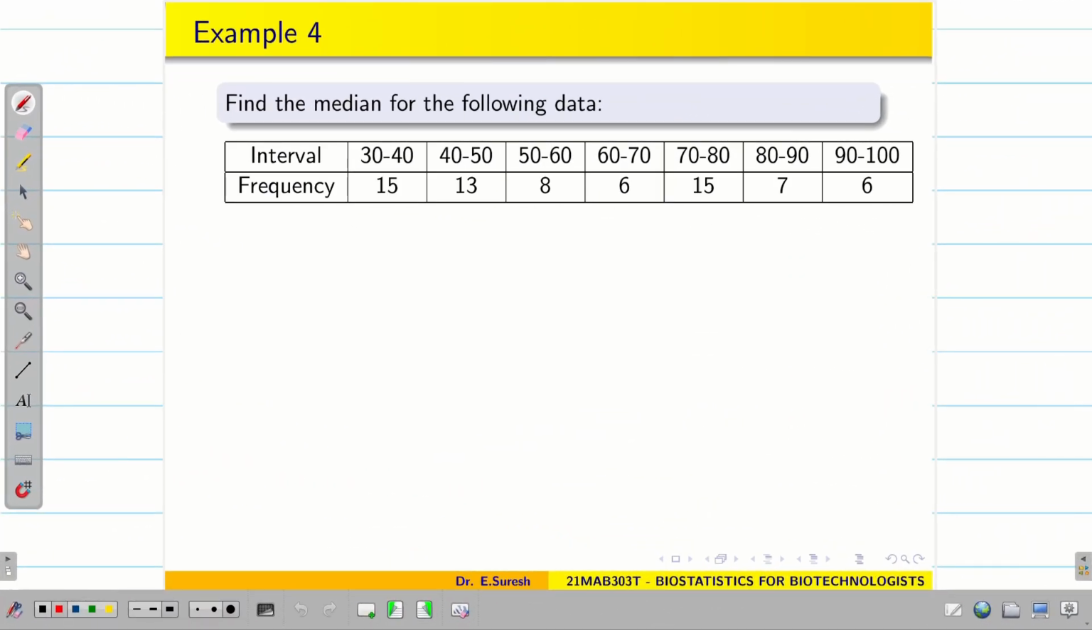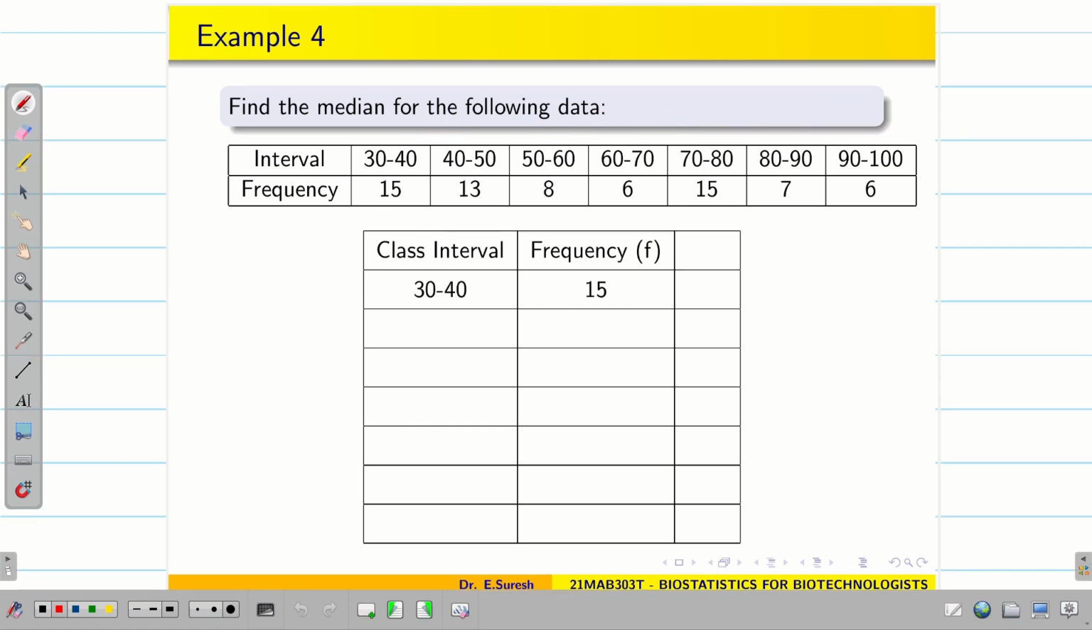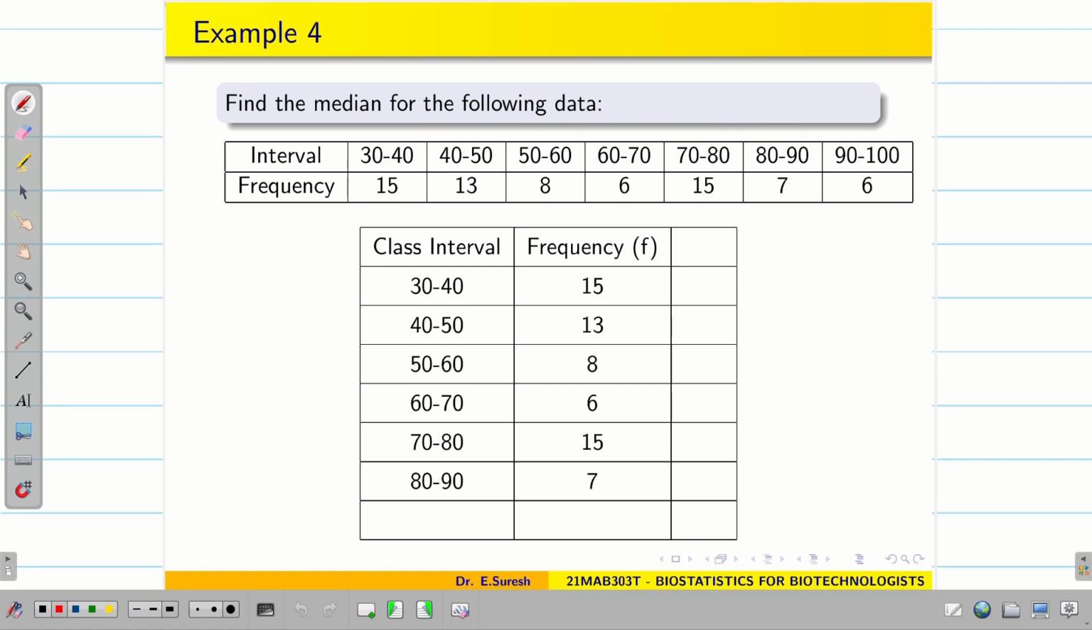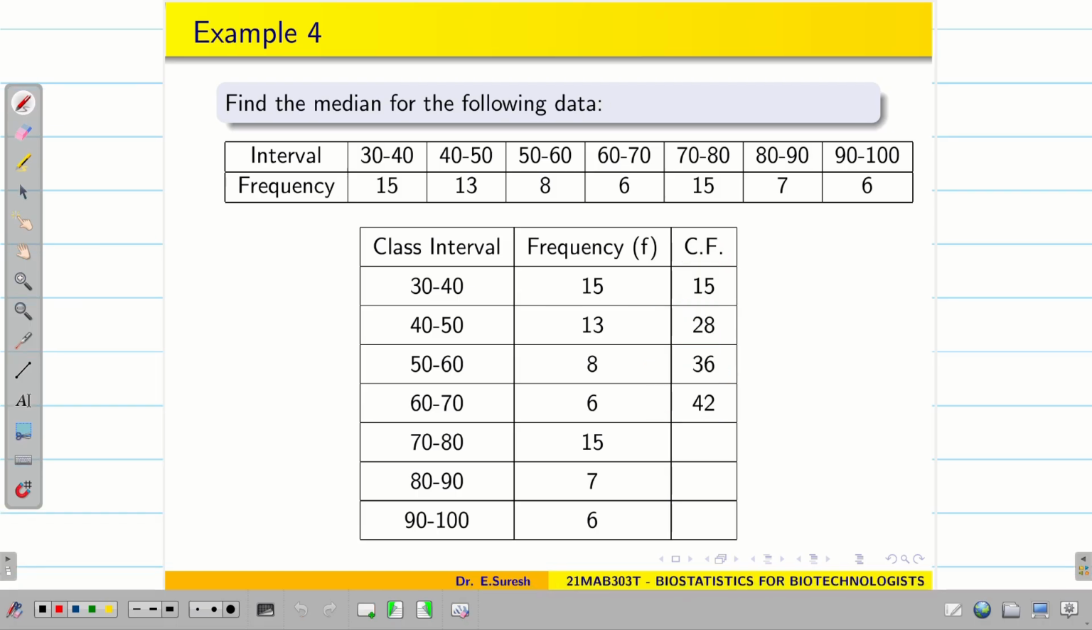Let us go into the problem. As usual, first we have to fill the intervals and then the frequency. Here we don't need to find any midpoints like in the arithmetic mean. And here we can see the data is ordered, it is in ascending order. So just write the data in the table. Next we have to find the cumulative frequency. First we write 15 as it is, then 15 plus 13, 28. 28 plus 8, 36. 36 plus 6, 42. Like this we have to fill the table. The last value is going to be my capital N, that is my sum of frequencies, 70.